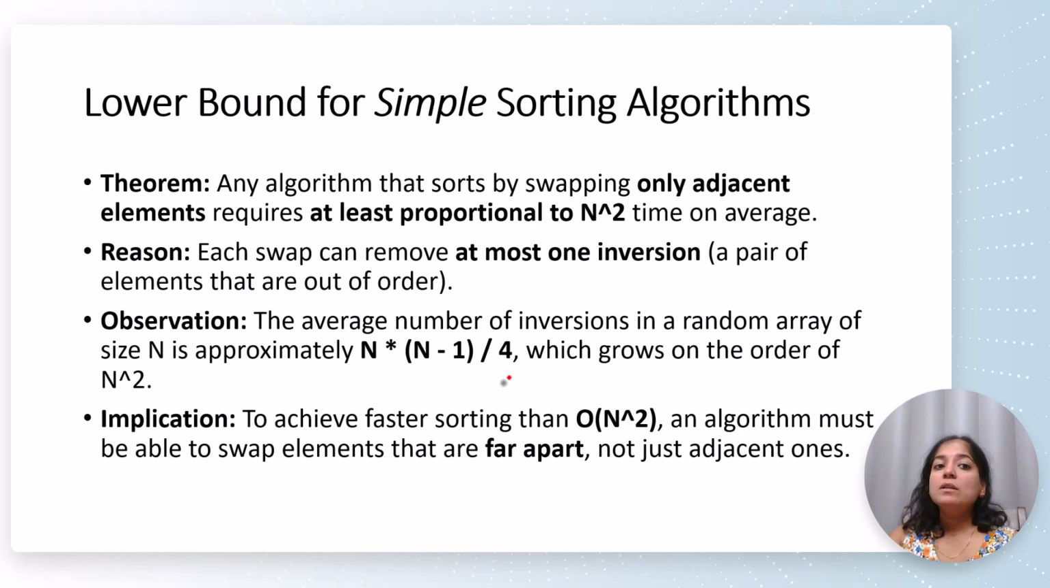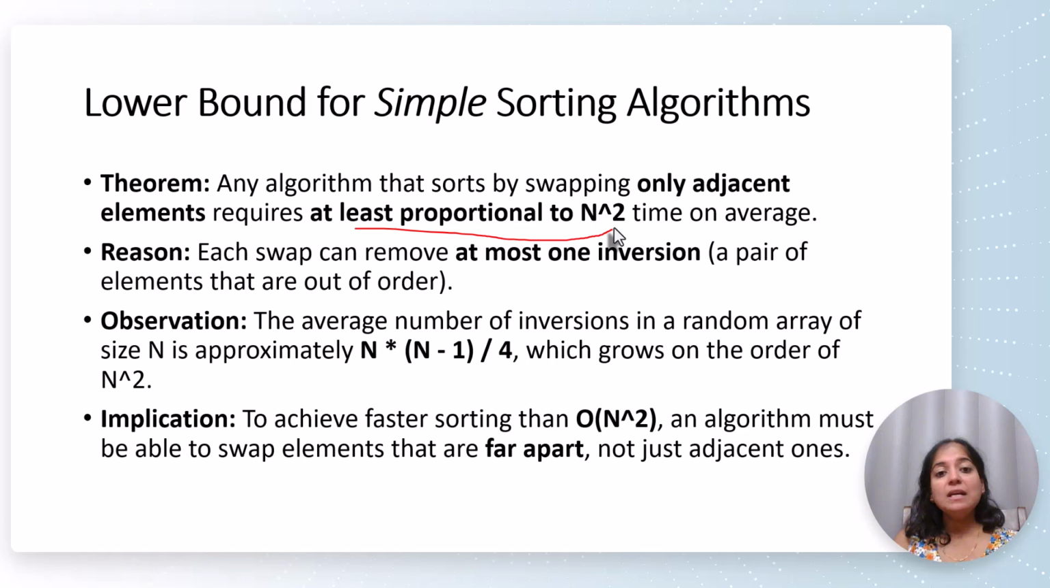Now, the lower bound for simple sorting algorithms. Bubble sort, insertion sort, selection sort, all these are considered as simple sorting algorithms. And any algorithm that sorts by swapping only adjacent elements requires at least time proportional to n square on average. You have seen that on all of the three algorithms, the average case complexity is big O of n square.